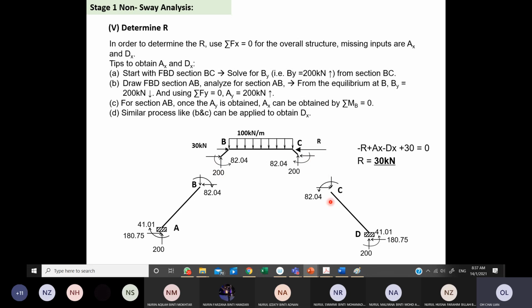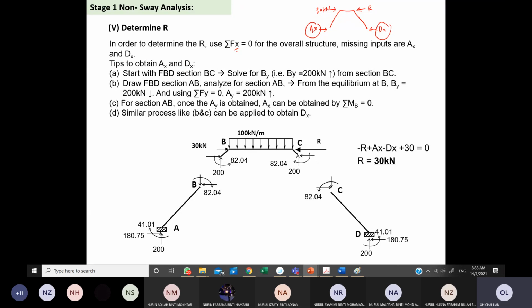But if you look at the overall system here, we don't talk about the free body diagram for the internal one. We talk about the overall. I think I better draw it quickly here. If I talk about overall, it will be something like this. Talking about Fx only, we have 30 kilonewton, we have R, and we have Ax, and we have Dx. So missing inputs are Ax and Dx. So we need to determine Ax and Dx first before we can solve for the R. So these are the strategy now to obtain the Ax and Dx.